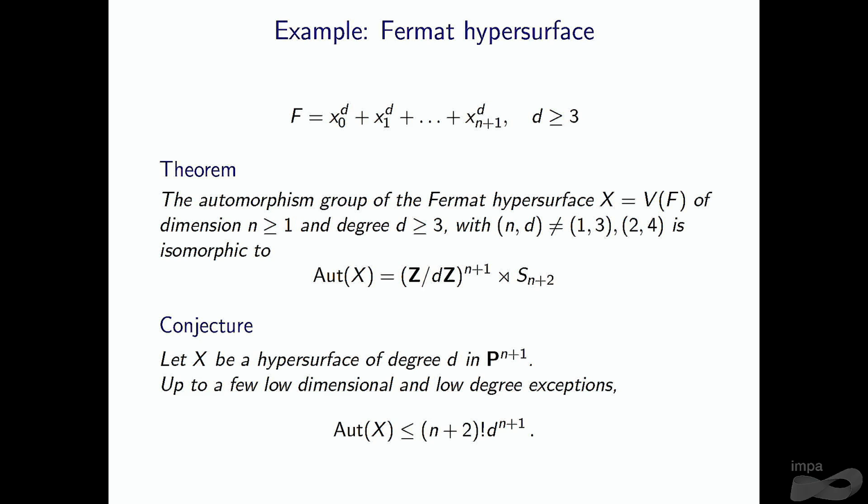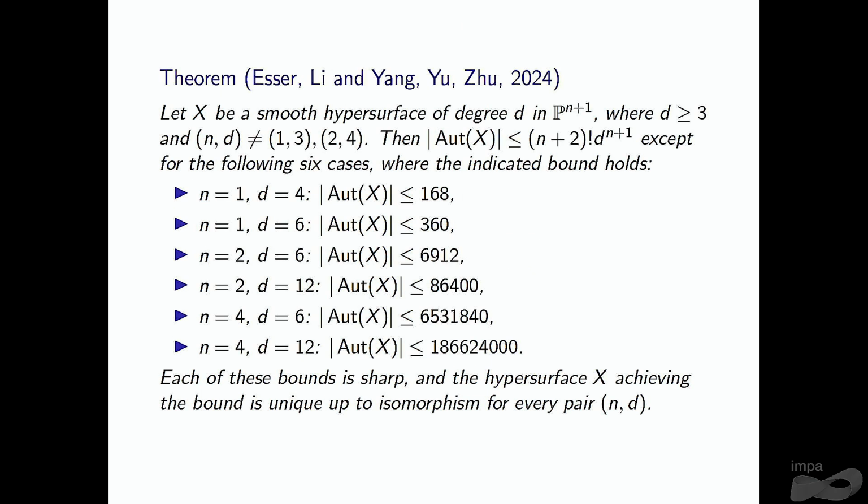And this conjecture down here is a folklore conjecture. Let X be a hypersurface of degree d in P^n. Then, up to a few low-dimensional and low-degree exceptions, Fermat is the one that realizes the biggest possible automorphism group. I don't know how folklore it is, but Pedro told me it was folklore. We actually stated it in a paper that just appeared this year. And we were thinking maybe we should try to prove something like this someday, but thankfully we never tried.